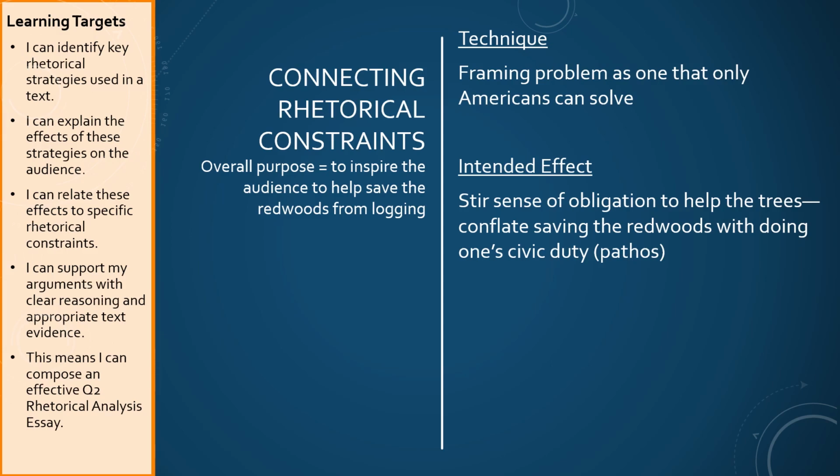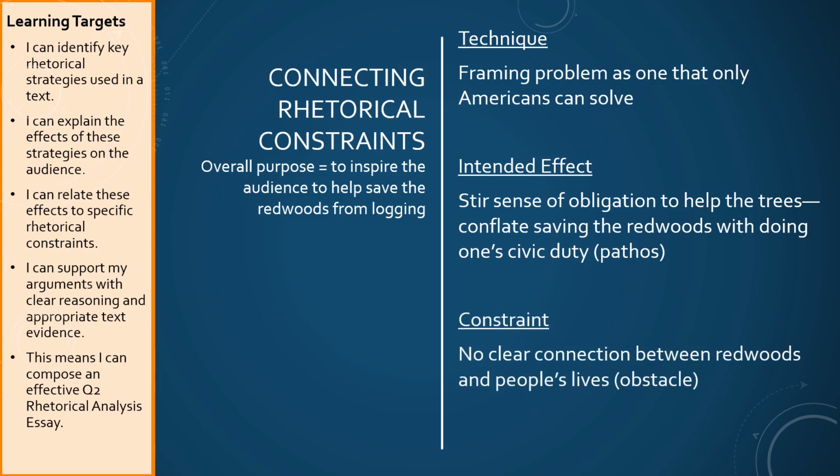So we might say that there's a couple of constraints here as well, that there's no clear emotional connection between the redwoods and people's lives, meaning that his audience likely doesn't feel an emotional connection to the trees or an emotional obligation to them. And then I saw this a lot, that Muir is an expert on the subject, and therefore this helps make his argument even stronger. But there's a problem there.